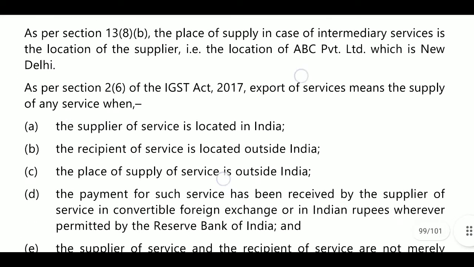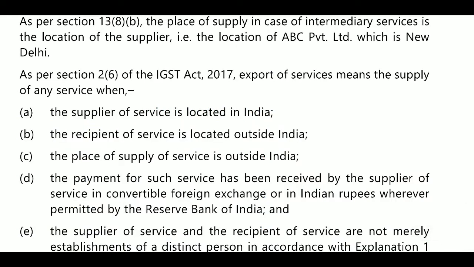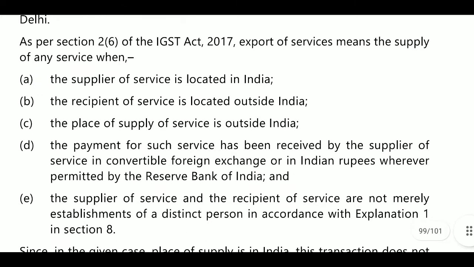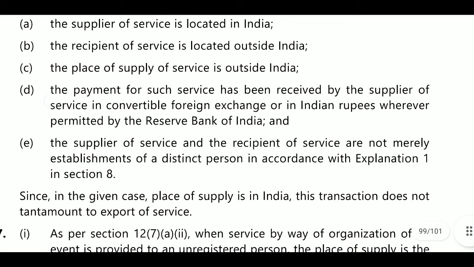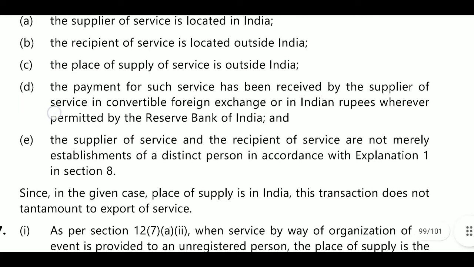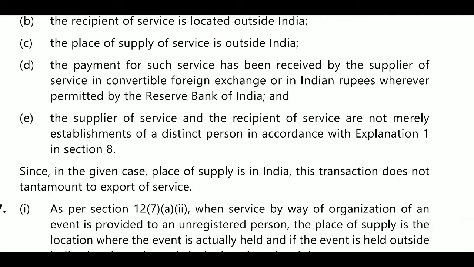So as per section 2 clause 6, export of service means the supply of any services which must satisfy these 5 conditions. What are these 5 conditions? The supplier of service is located in India, the recipient is located outside India, the place of supply is outside India, and payment for such service has been received by the supplier in convertible foreign exchange, or in Indian rupees where permitted by the Reserve Bank of India, where they permitted only Nepal and Bhutan. And the supplier and recipient are not merely establishments of a distinct person in accordance with explanation 1 of section 8.